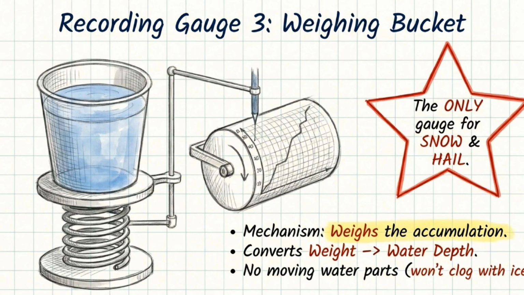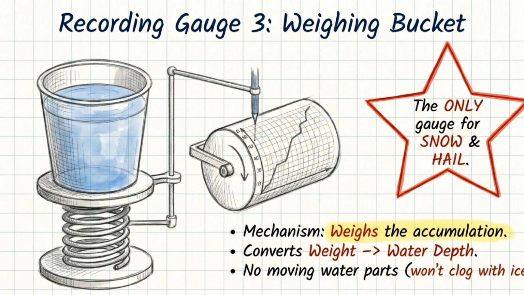Now let's look at the third type of recording rain gauge, called the weighing bucket rain gauge. The working principle here is very simple. Instead of measuring rainfall by tipping or siphoning, this instrument measures the weight of the collected rainwater. Rainwater falls into a bucket placed on a weighing mechanism, usually supported by a spring system.